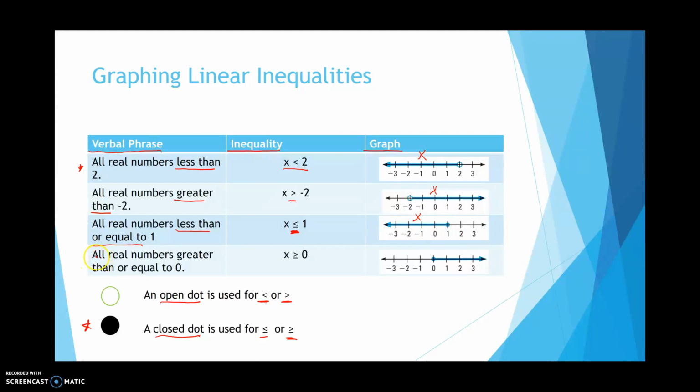The last situation in this graph here, it says all real numbers greater than or equal to 0. So the way we'd write that is x is greater than or equal to 0. We have a closed dot at the value 0, and x would include 0 or any number greater than that. So that is the graph that represents that verbal phrase and the inequality we wrote there.